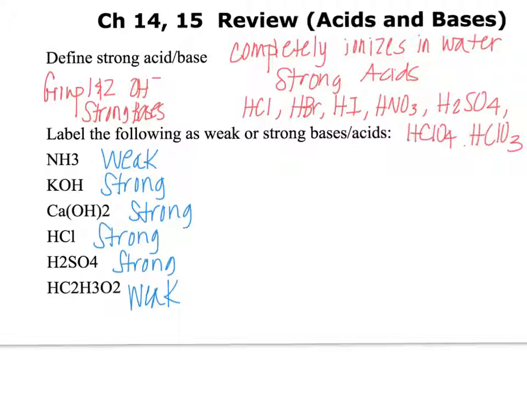And then a strong acid are these 7 acids that I have listed here. If it is not one of these 7 acids, then it is a weak acid. And so that's just something you're going to have to memorize. And so I labeled these as we went through.